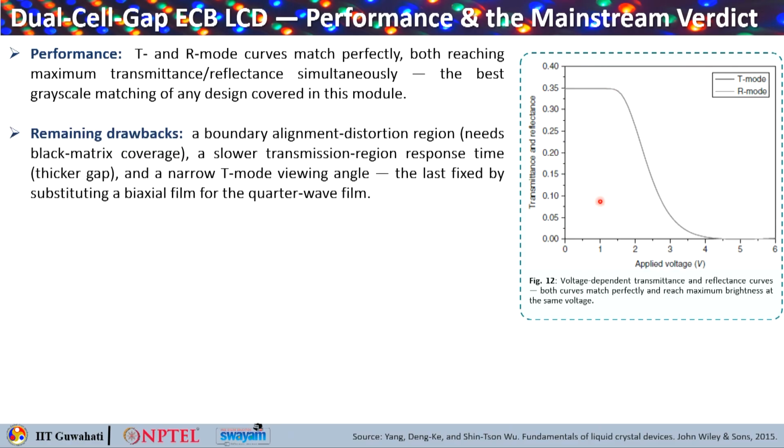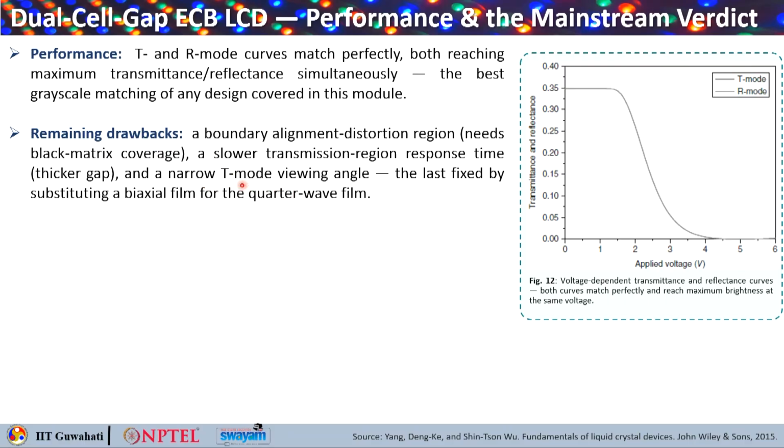However, there are still some drawbacks, because here a boundary alignment distortion region needs black matrix coverage, then there is a slower transmission region response time because you have a thicker gap. So the response time will be different, and there is a narrow transmission mode viewing angle, because you are sharing the sides, so your viewing angle needs to be very close to the normal. However, this last viewing angle problem can be solved by substituting a biaxial film for the quarter wave film.